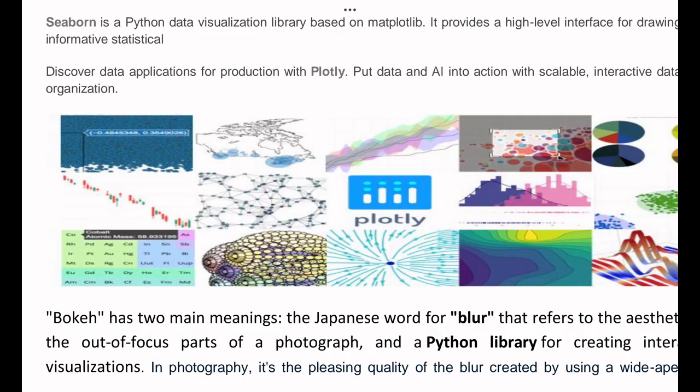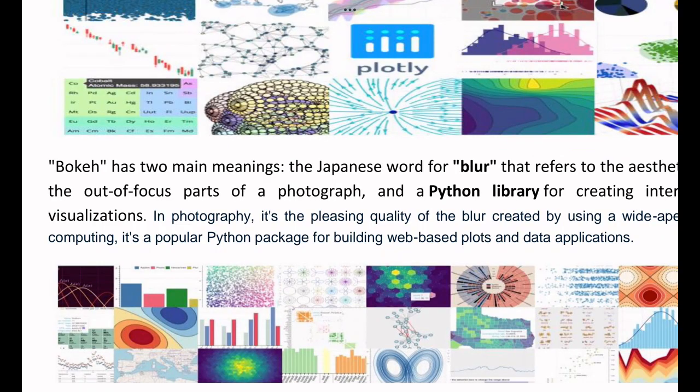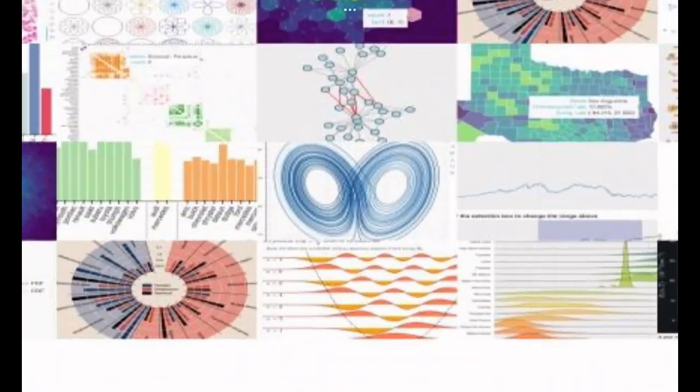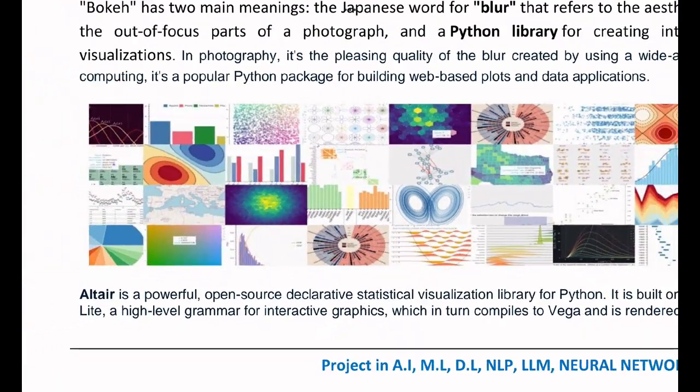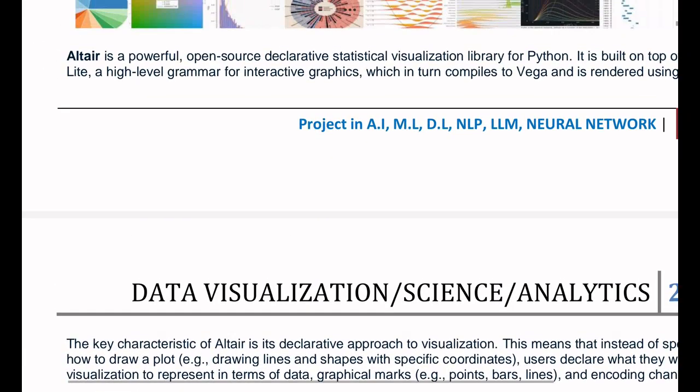Next one is Bokeh. Actually, Bokeh comes from a Japanese word meaning blur. If you study photography, we use the blur. So this is very useful if you want to create such types of graphs. Later we will explain it in detail.